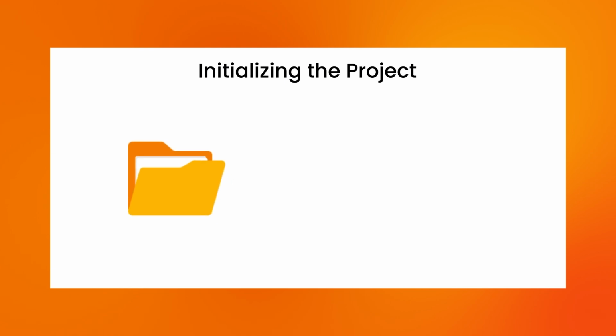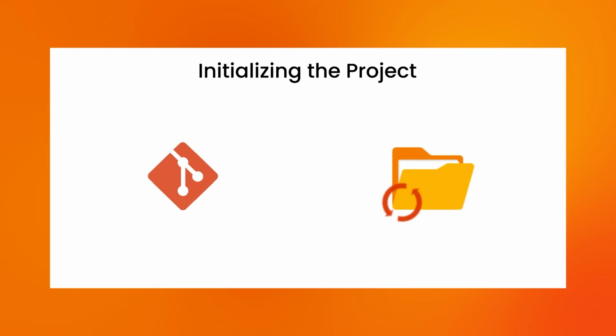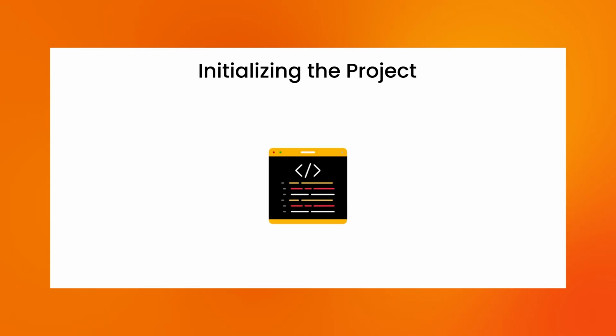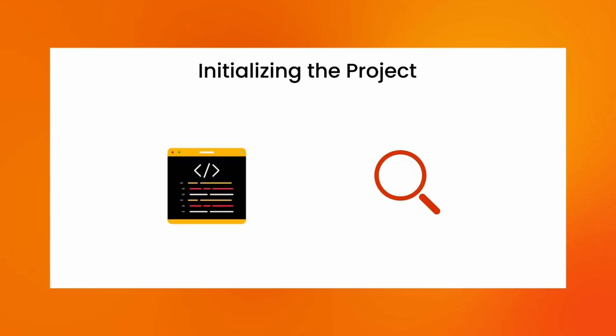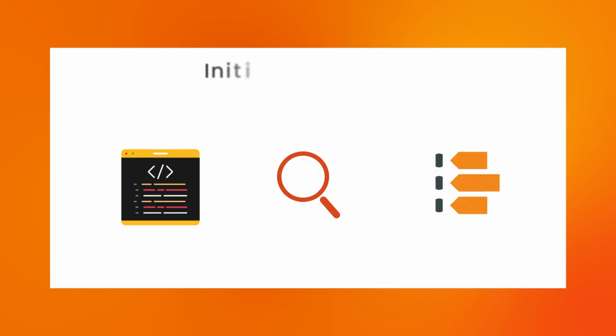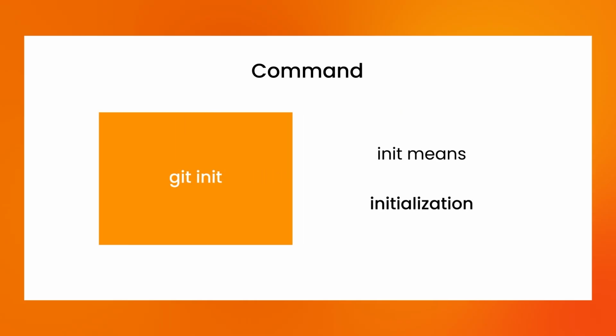Now, let's move to another concept, that is initialization of the project. You have your folder and file ready, but the issue is that Git does not know about them. So at first, we need to convert this normal folder into a Git-tracked project. Why exactly do we use it? To create an empty Git repository and start tracking your code and version history locally, we use it. So what's the command for it? git init. Init means initialization. So let's see how we can implement this.